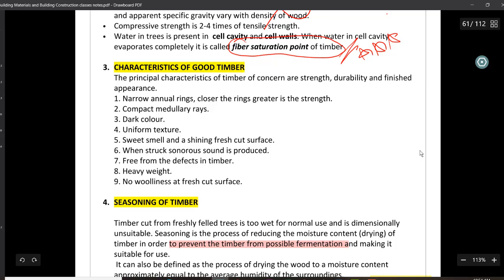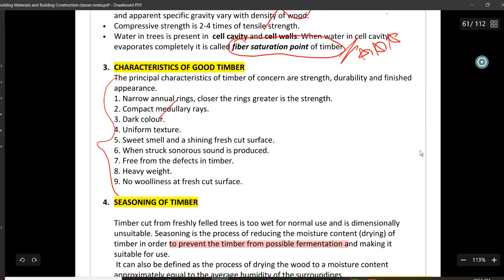Now comes characteristics of a good timber. See, very simple hai, no need to worry much, you can write on your own also. So you should have narrow annular rings, that means closer annular rings, that means it is more aged and it has more strength. Closer the rings, greater will be the strength. It should have compact medullary rays. These medullary rays should be compact, not very broad, and should not be like splitting the wood. Okay, I hope it is very clear.